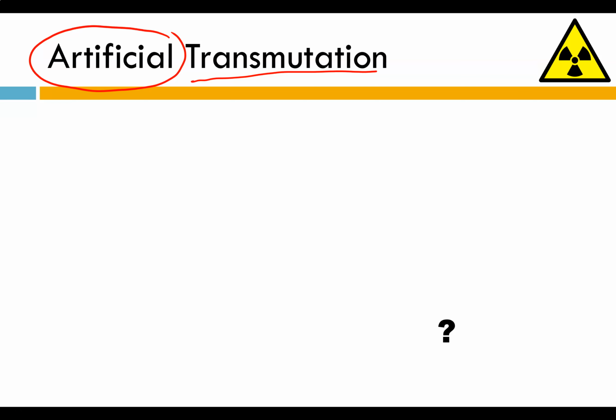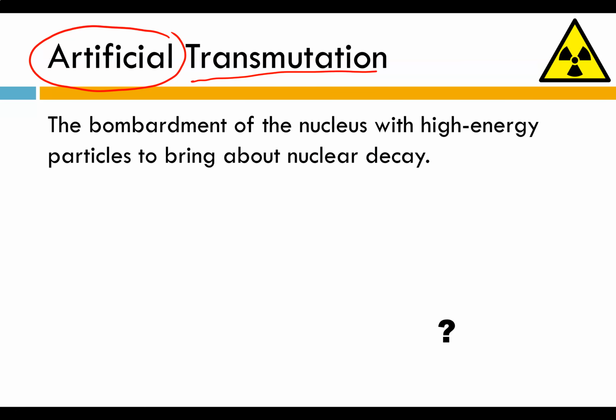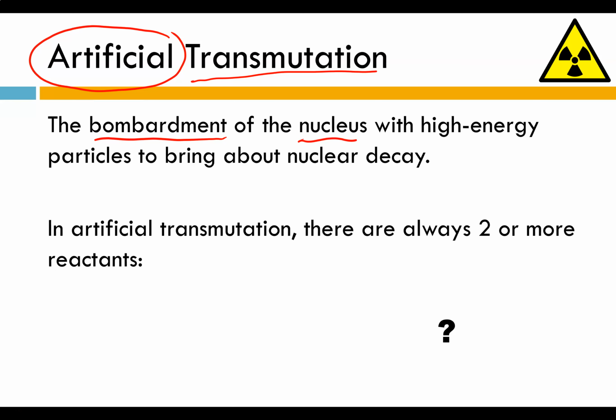Yeah, this is changing the identity of a nucleus or an atom artificially. So we're doing something to induce or to cause that change in identity to occur. So usually artificial transmutation will take place when we take a nucleus and then we bombard it or smash something into it. And that needs to be high energy particles. So we can take a nucleus, we can smash a particle into it. It takes a very high speed, and we can force nuclear decay to occur.